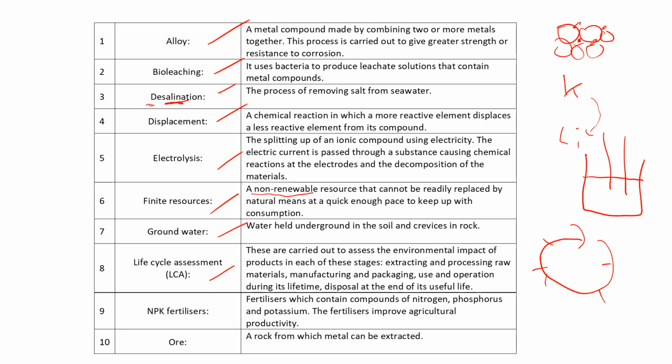Fertilizers, which contain compounds of nitrogen, phosphorus and potassium. The main fertilizers or the main elements needed for plants. NPK, nitrogen, phosphorus, potassium. A rock from which metal can be extracted is kind of financially viable, so the amount of energy put in is less than the amount you can sell it for. Is an ore.